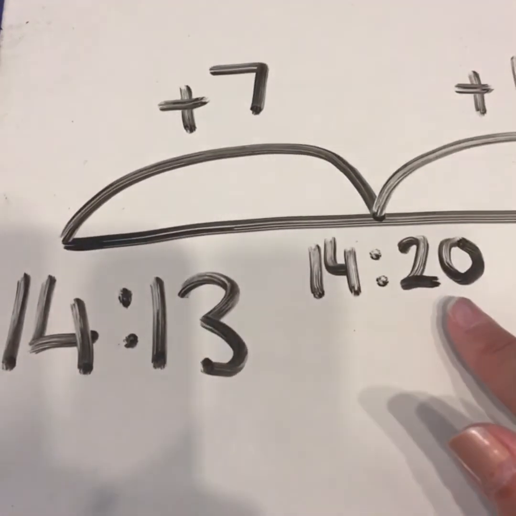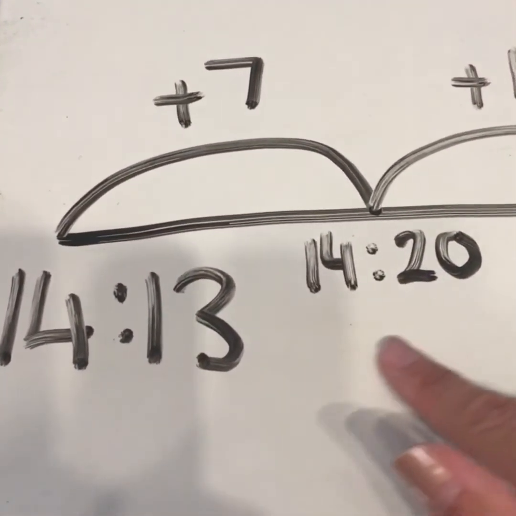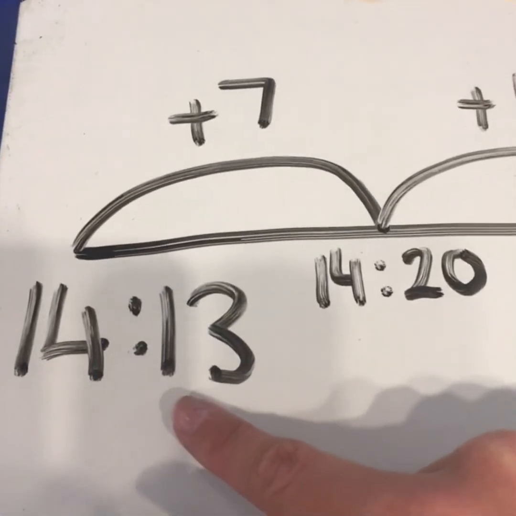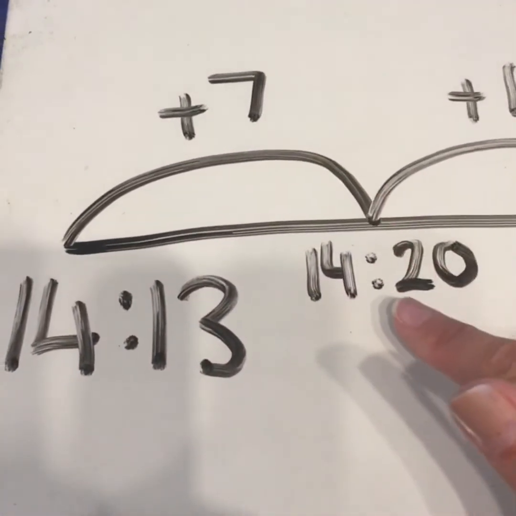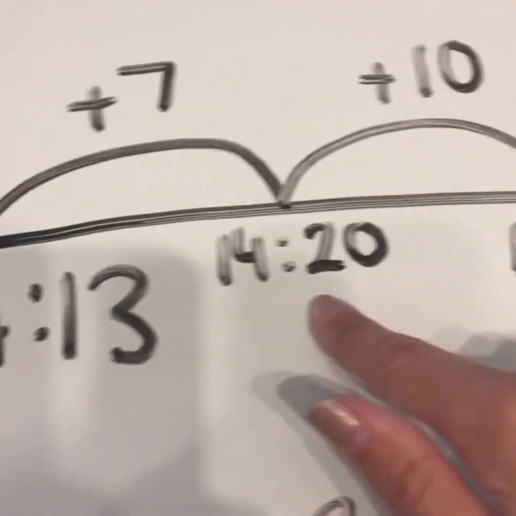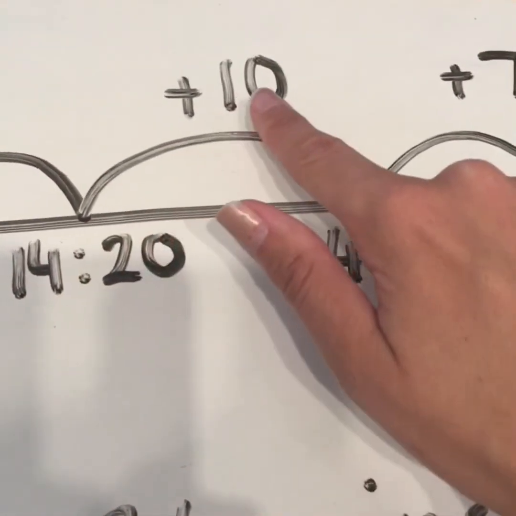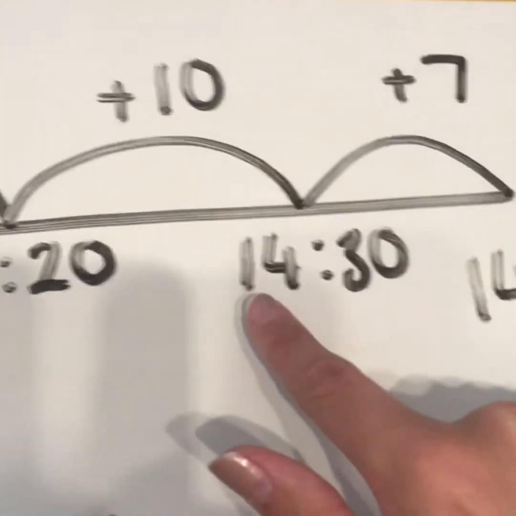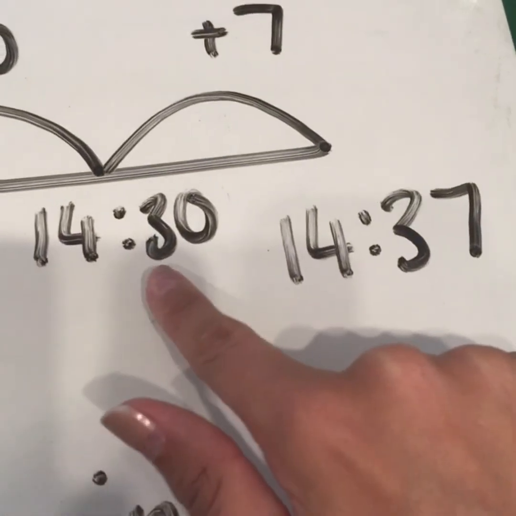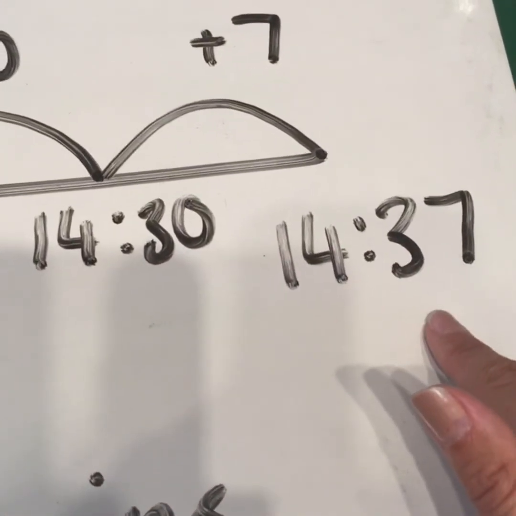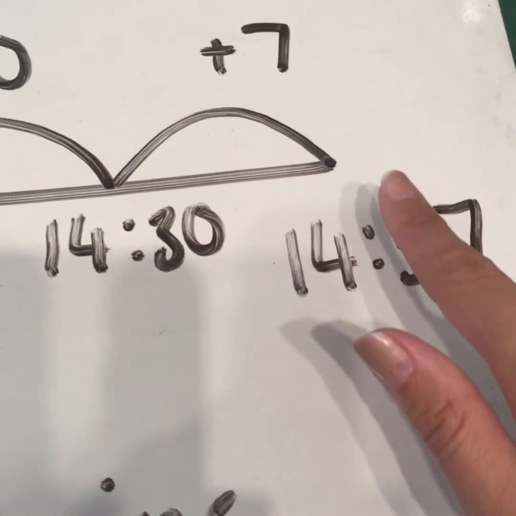I'm going to go to the nearest multiple of 10, so I'm going to go to 1420. And to do that, I know 13 add 7 would get me to 1420. Right, but I want to get to 1437. So now I'm going to add 10 minutes to get to 1430. How many minutes left to get from 1430 to 1437? I'm going to add another 7 minutes.